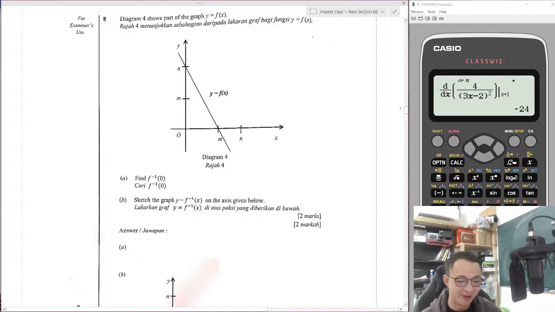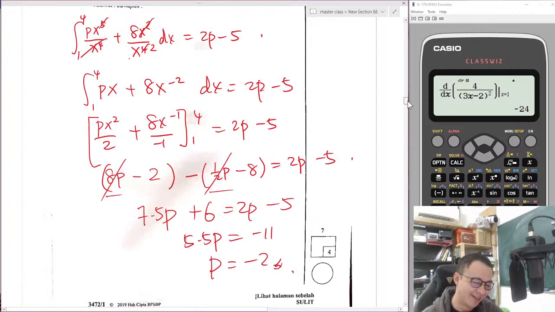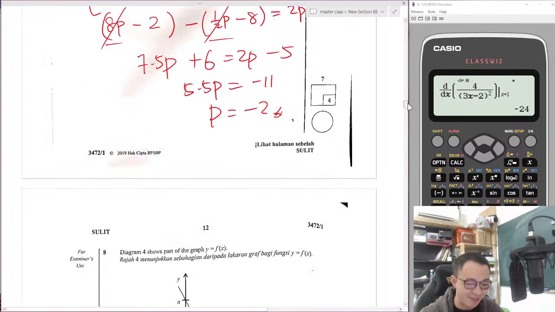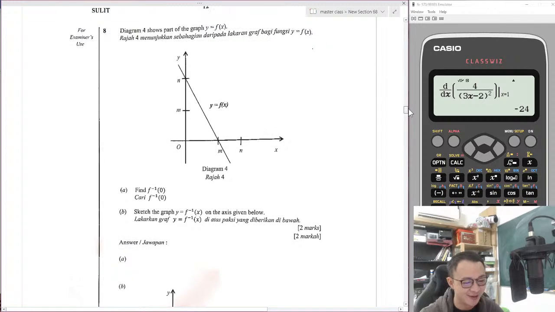How to type in a calculator? This one you can't type in the calculator. One reason is because you have the unknown p here. If you don't have the unknown p, maybe you can type in the calculator, but whenever you have the unknown p, you cannot type this one in the calculator. It's a bit bad, but it is what it is.